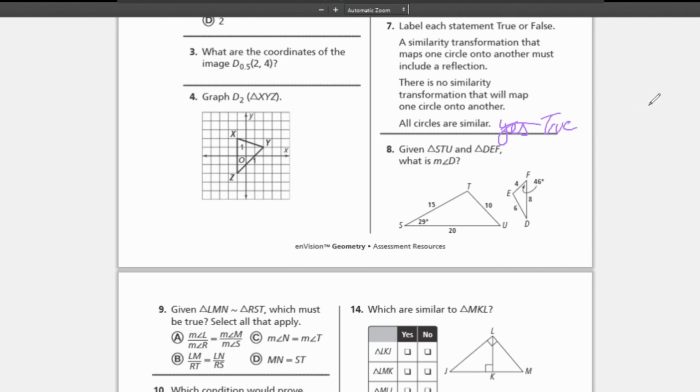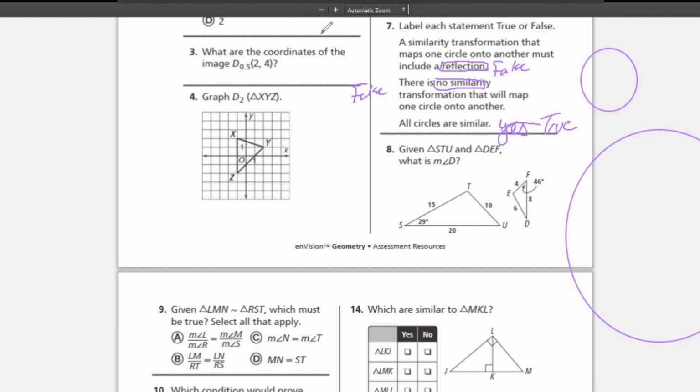Similarity transformation that maps one circle onto another must include a reflection. Why? If I have this circle and I have this circle, they're definitely similar, but there's nothing that tells me I need to reflect at any point, right? Would we even know without labeling points on the circle if we reflected it? Absolutely not. So that's going to be false. And here, if there is no similarity transformation that will map one circle onto another, then all circles can't be similar.